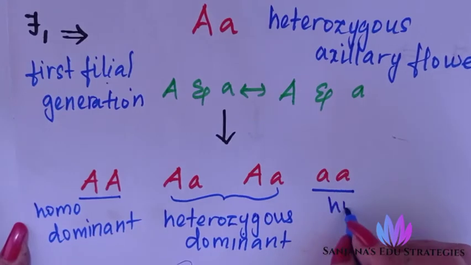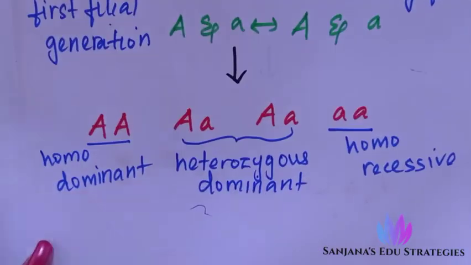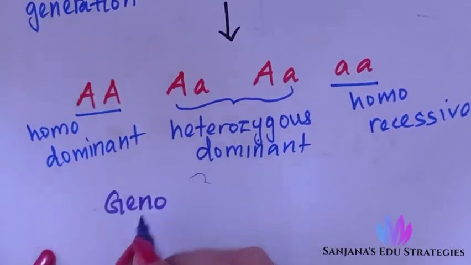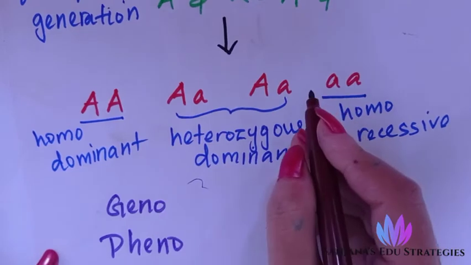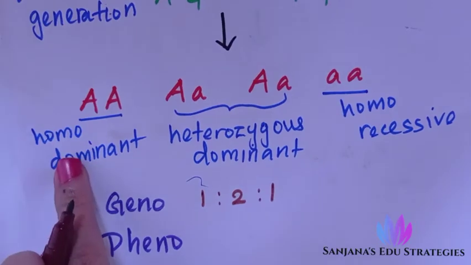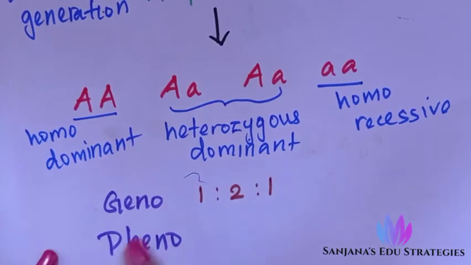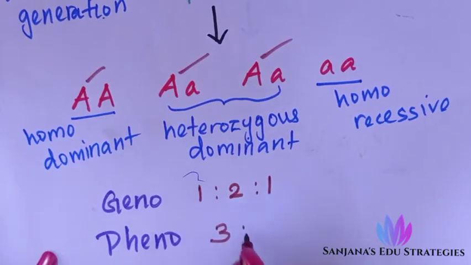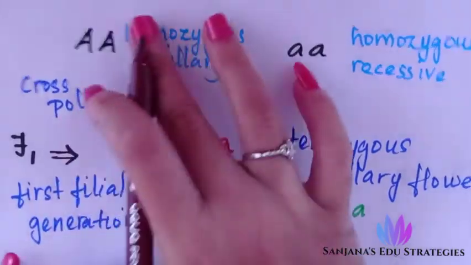Now can we write the genotype and phenotype for this? Yes. Genotype is all characters you have to write. Okay, children, so 1:2:1. One homozygous dominant, two heterozygous dominant, one homozygous recessive. Phenotype, how will you write? What you are observing. So all dominant characters you have to write. So 3 dominant characters to 1 recessive character. Phenotype and genotype you have written. This is case 1.